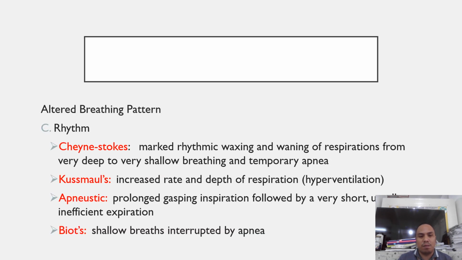Next, we have the rhythm. We have the Cheyne-Stokes, Kussmaul, apneustic, and Biot's. In Cheyne-Stokes, that is marked rhythmic waxing and waning of respiration from very deep to very shallow breathing and temporary apnea. In Kussmaul naman, that is increased rate and depth of respiration. So that is hyperventilation. Next one, we have apneustic, that is a prolonged gasping inspiration, followed by very short, inefficient expirations. And then we have the Biot's, which is shallow breaths interrupted by apnea.